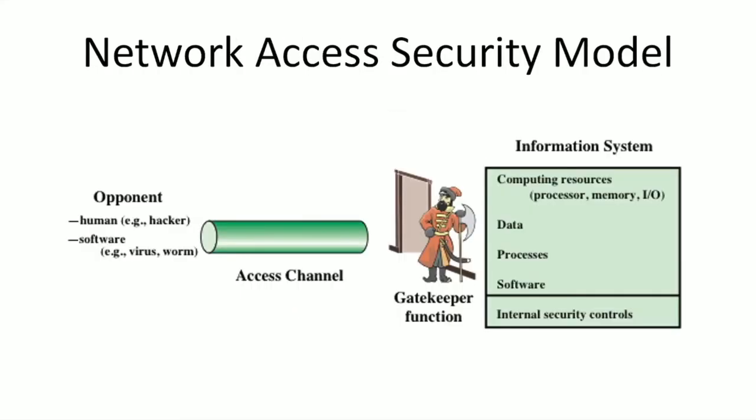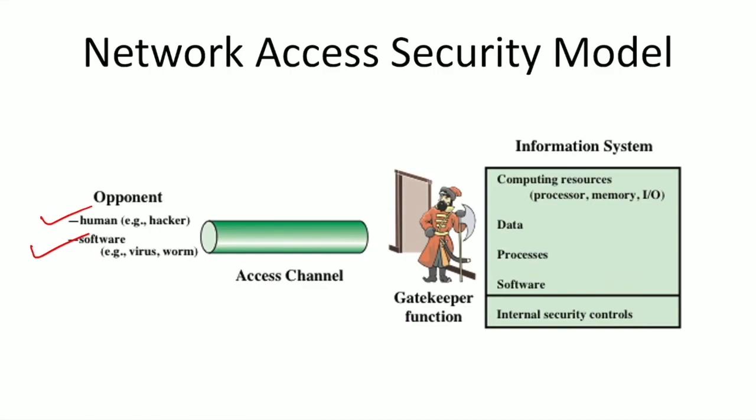Now, there are other security-related situations of interest which do not fit in the network security model that we just discussed. A general model for these other situations is shown in this figure right here, which reflects a concern for protecting the information systems from unwanted access. The opponent can be an unwanted user or an unwanted software.